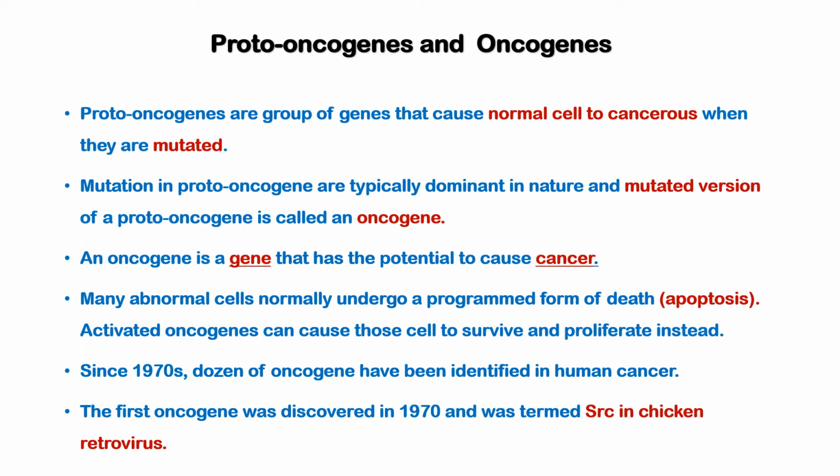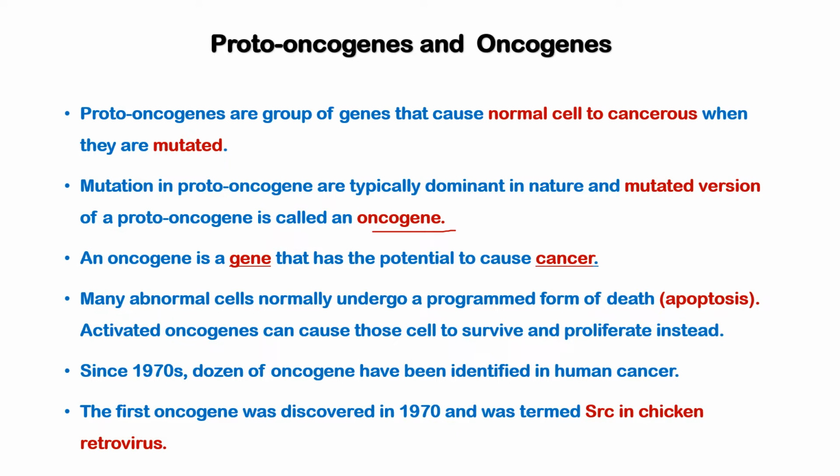What are proto-oncogenes and oncogenes? So let's start with proto-oncogenes. Proto-oncogenes are the group of genes that cause a normal cell to become cancerous when they get mutated due to any environmental factor. And what are oncogenes? Oncogenes are the mutated version of the proto-oncogene that has the potential to cause cancer. Means oncogenes are all those genes which were earlier proto-oncogenes.